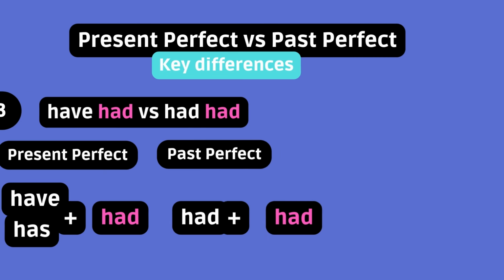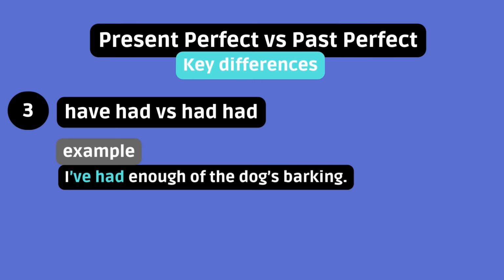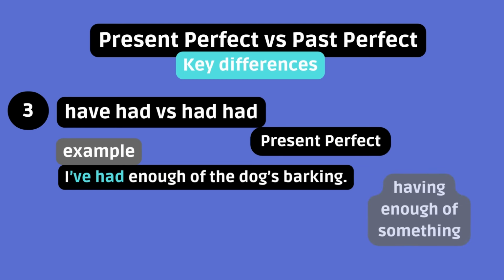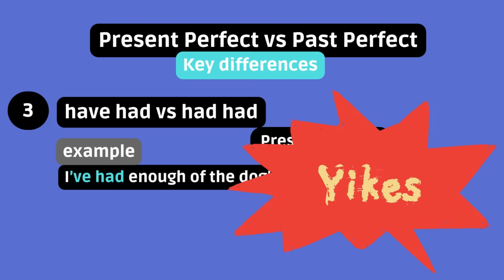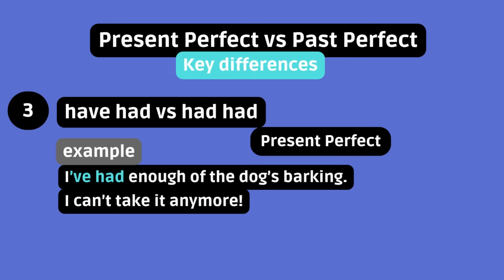That's it. Example: I've had enough of the dogs barking. The use of the present perfect shows that the anger and frustration, having enough of something, is current and present. The problem is ongoing. Yikes! We can add context. I've had enough of the dogs barking. I can't take it anymore.